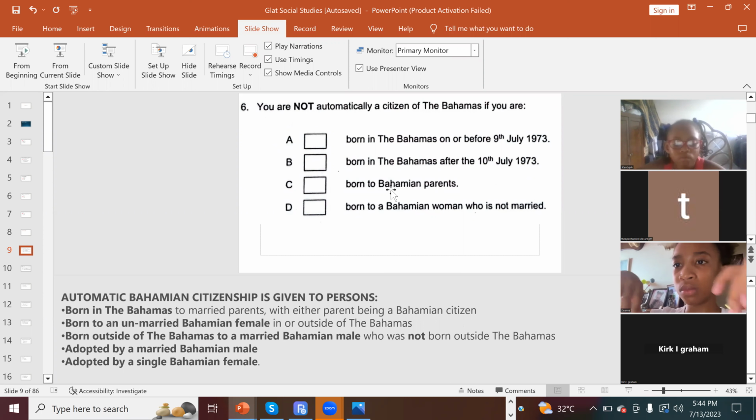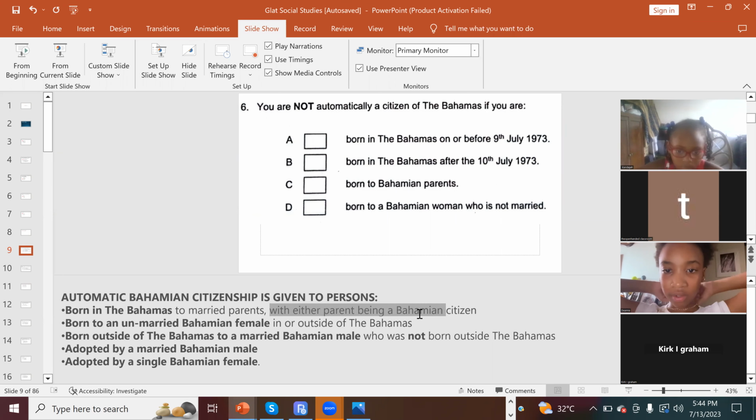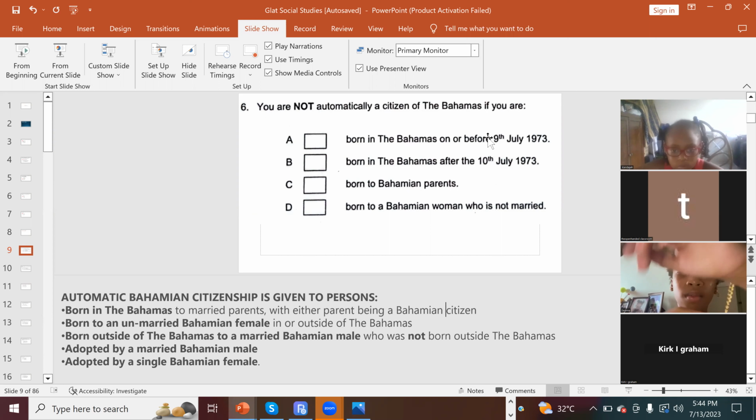If you are born to Bahamian parents, you are automatically a citizen. Born to married parents, with either parent being a Bahamian citizen. Born in the Bahamas after the 10th of July, 1973. And born in the Bahamas on or before July 9th, 1973. I do not know the answer to this question, so we have to skip this one.